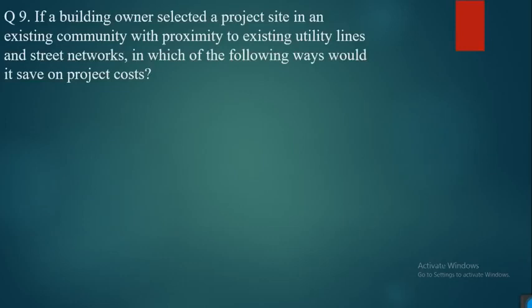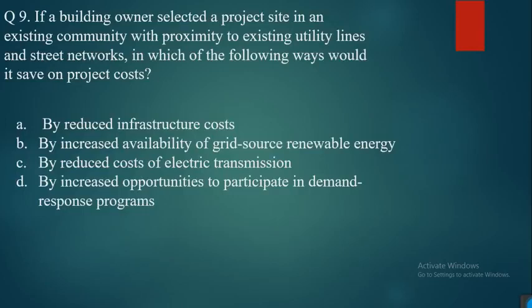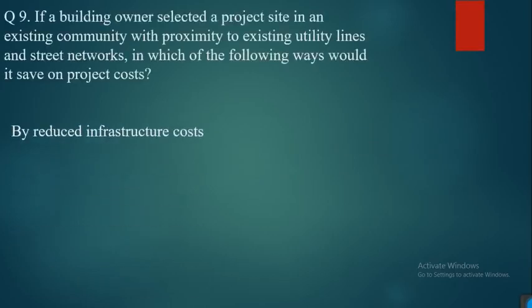Question 9. If a building owner selected a project site in an existing community with proximity to existing utility lines and street networks, in which of the following ways would it save on project costs? Options are by reduced infrastructure cost, by increased availability of grid source renewable energy, by reduced cost of electric transmission, by increased opportunities to participate in demand response programs. Answer is by reduced infrastructure costs.